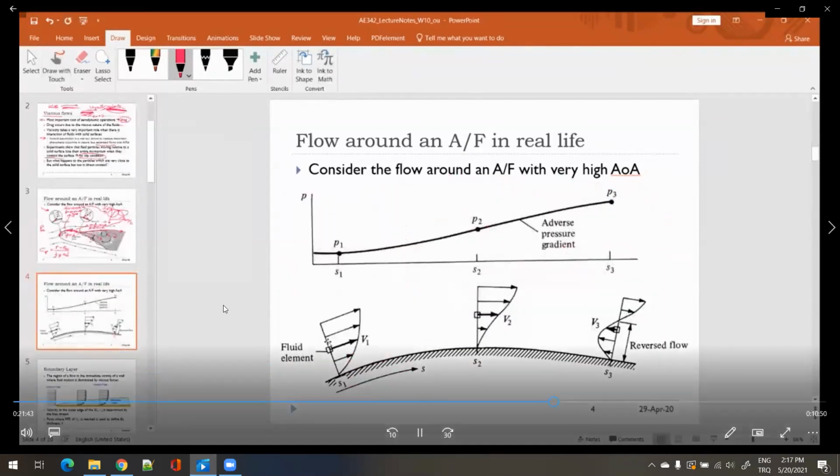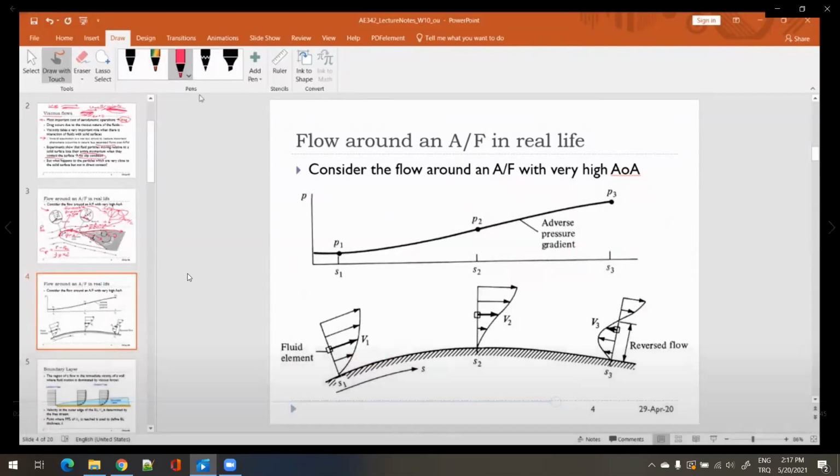So some of it is described here in detail. On the top plot, we see the static pressure distribution on the surface. Which surface? The surface that is given here. When you walk along the surface from, let's say, S1 to S2 to S3, so you see this on the x-axis of the plot, you see that in the region of adverse pressure gradient, we have continuously increasing pressure. So P3 is larger than P2, P2 is larger than P1.